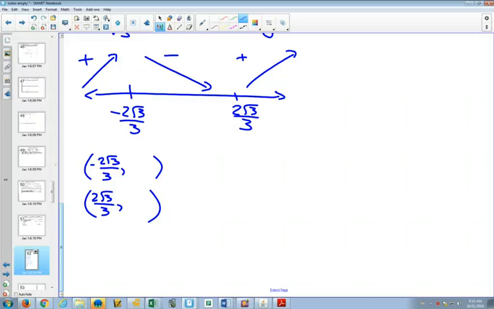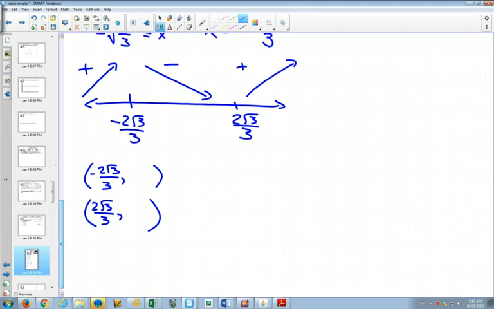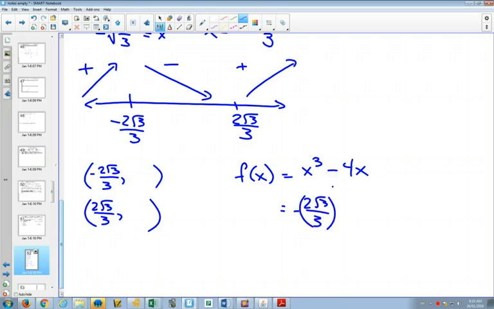There's my x points. Calculating my y values, I'm going to have to plug that back into my original equation. Plugging those back into my original equation, remember, was not the nicest thing to plug back into, but we can do that. We're going to get negative 2 root 3 over 3 cubed. The negative would be inside. Minus 4 times negative 2 root 3 over 3. Cubing that first function, the negative will still stay negative.